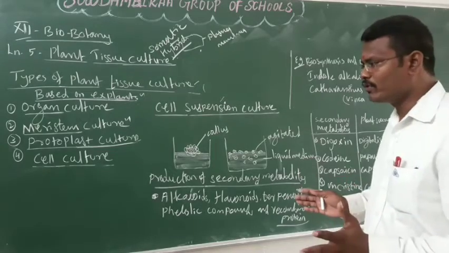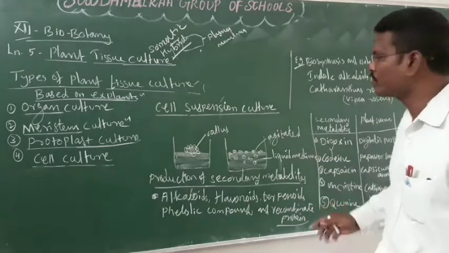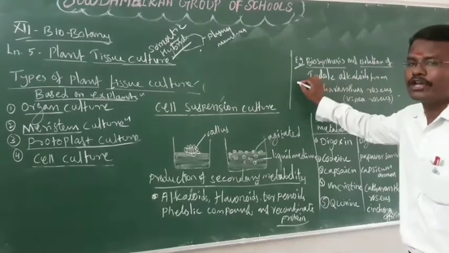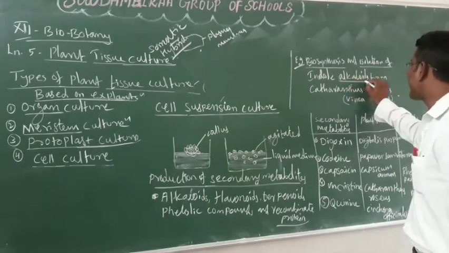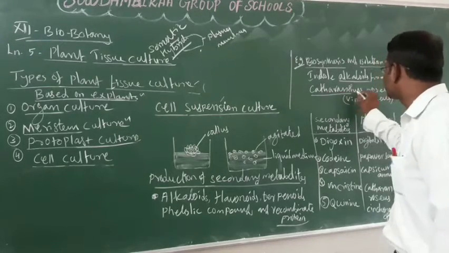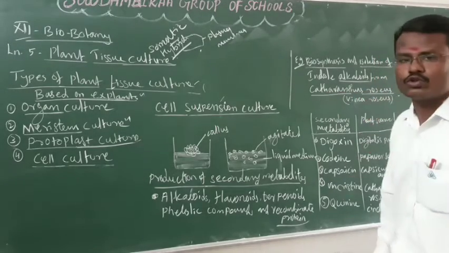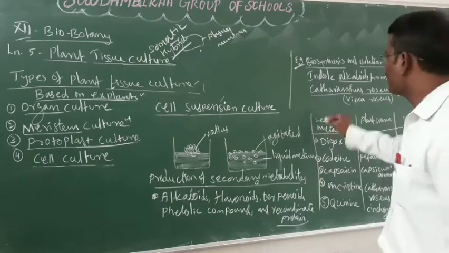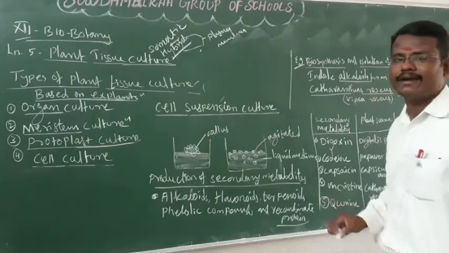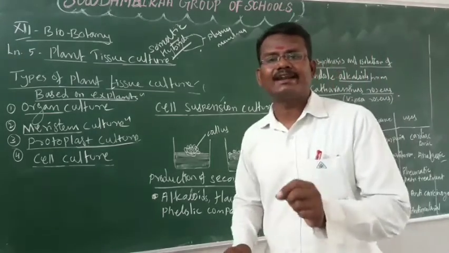One example given in our textbook is the biosynthesis and isolation of indole alkaloids from Catharanthus roseus. You know this Vinca rosea, Sudugattu malli. That plant has indole alkaloids. The alkaloids are used for their anti-cancer property.